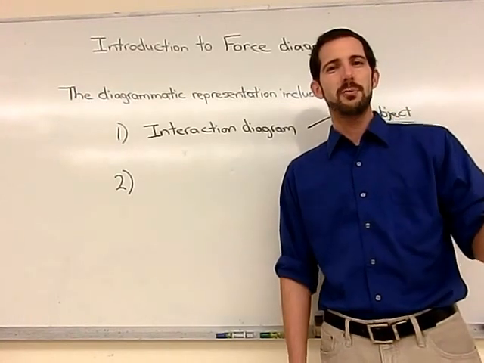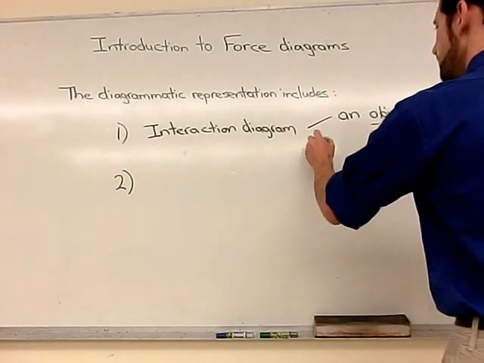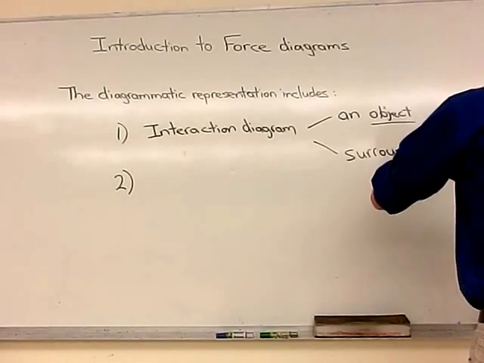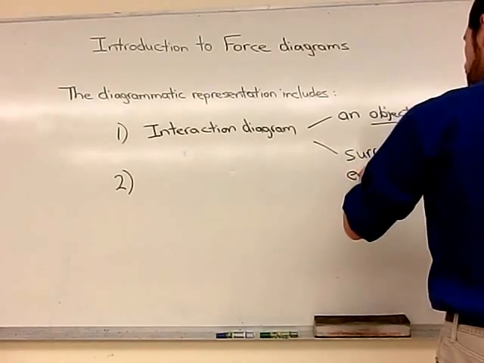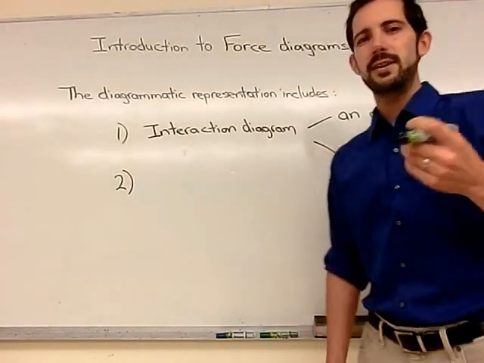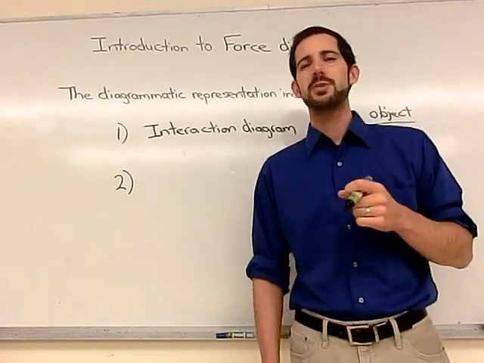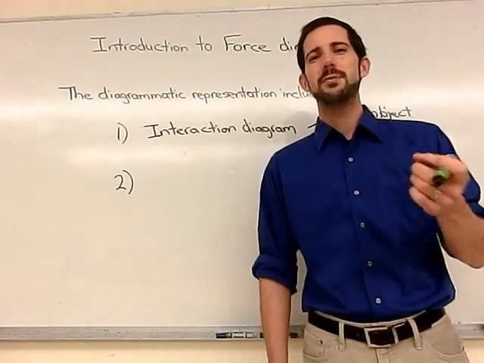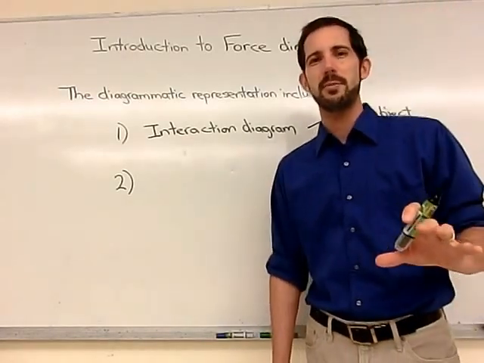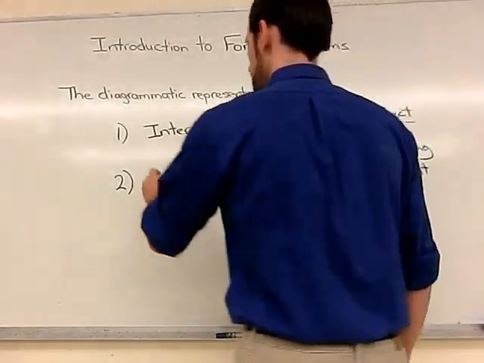Then the next piece we need, and there might be one or many, is the surrounding environment. The key here is that it's the surrounding environment that is going to be interacting with the object, and that is going to be causing any forces acting on this object. Once we have our interaction diagram and we've represented all the pieces we need to, that's when we can move to the force diagram.